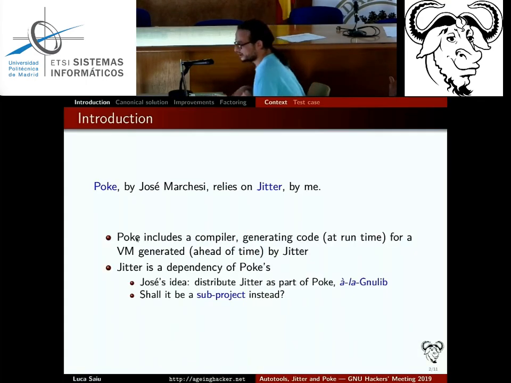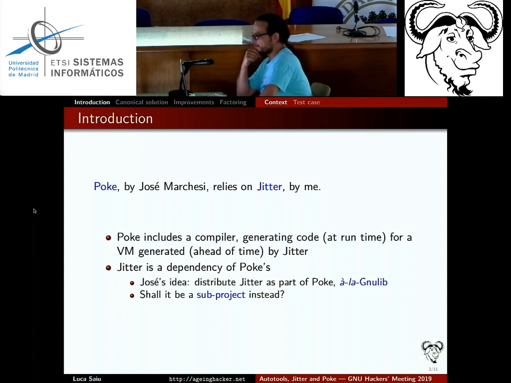Yeah, good. So, the practical impulse justifying this little work comes from the collaboration between Jose Marchesi, that you know very well, who wrote Poke, and me, who wrote Jitter. As you know, Poke uses Jitter. So you can say that Jitter is a dependency of Poke. Poke has a compiler. Actually, you can call it a JIT, a compiler which works at runtime. And that compiler relies on a VM generated ahead of time by Jitter, which is a code generator. Okay, so Jitter generates some piece of C code, which is compiled, and then Jose's program generates VM instructions for it.